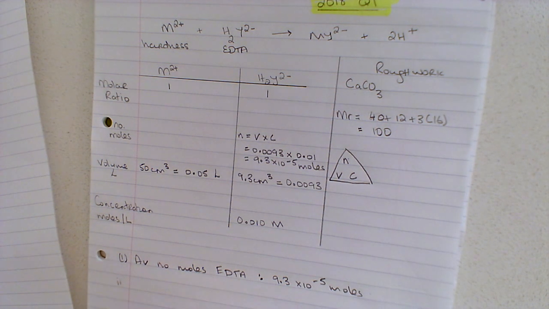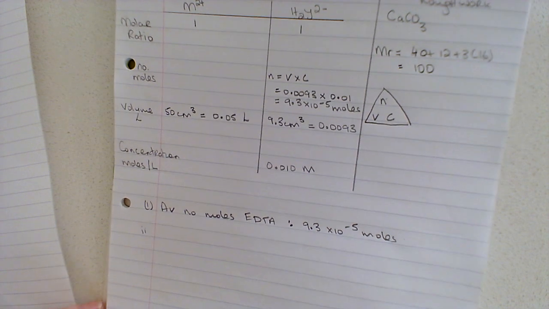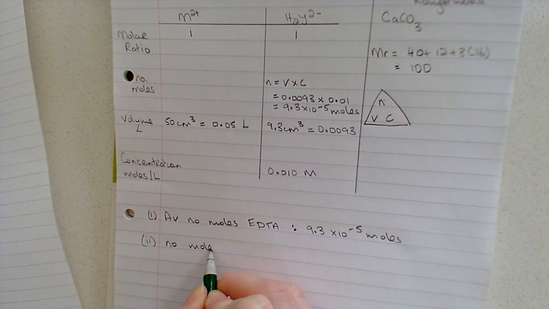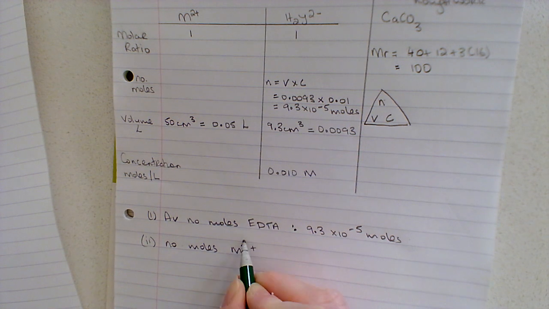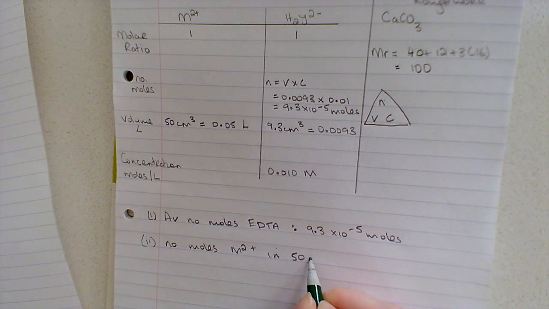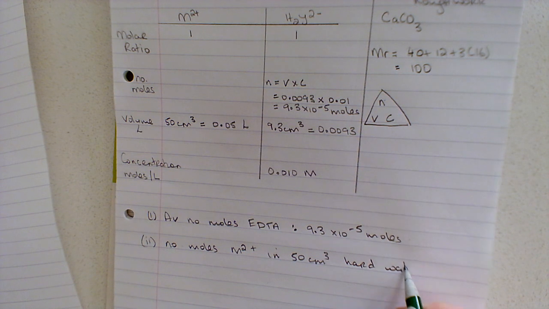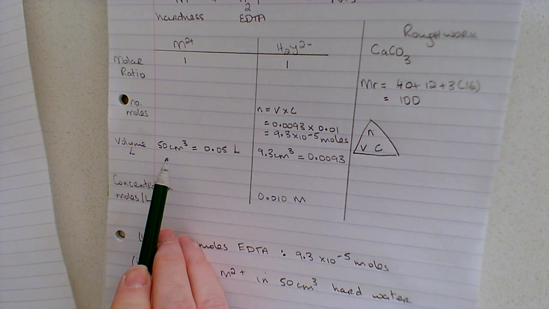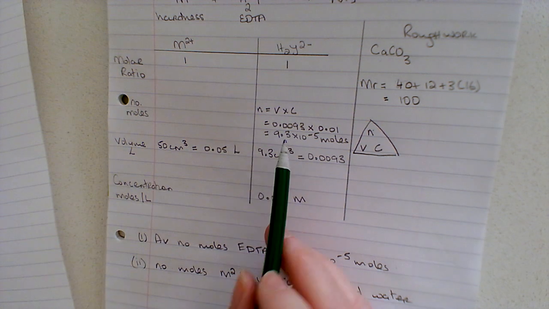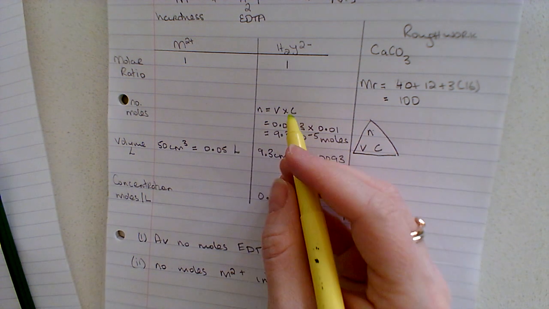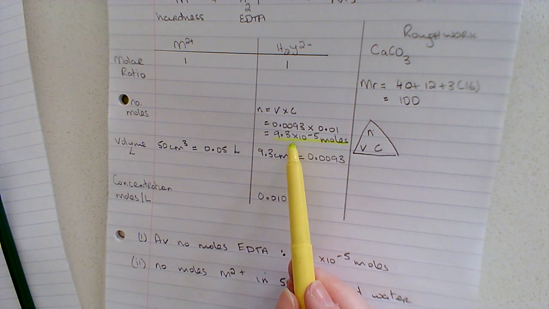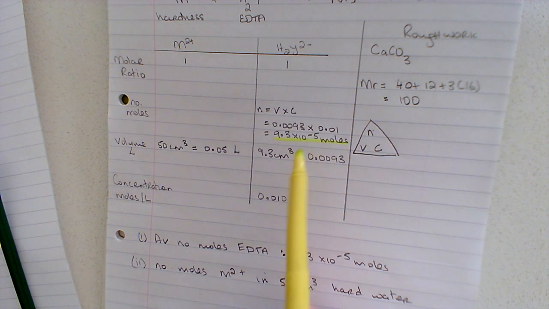Okay, part 2 there is asking for the number of moles of M2 plus in the 50 centimetre cubed sample of hard water. So let's go back to our table. So here we have our 50 centimetre cubed of our water sample, and we know that we've just worked out a moment ago that it fully reacted with 9.3 by 10 to the minus 5 moles of the EDTA.